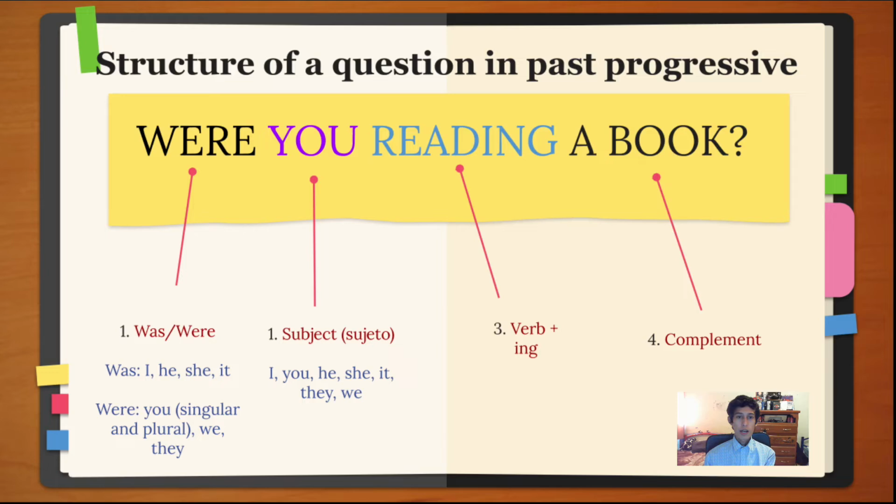Okay, so now I'm gonna talk about the structure of a question in past progressive. La estructura de una pregunta en pasado progresivo. Primero lo que vamos a poner es el was o el were.